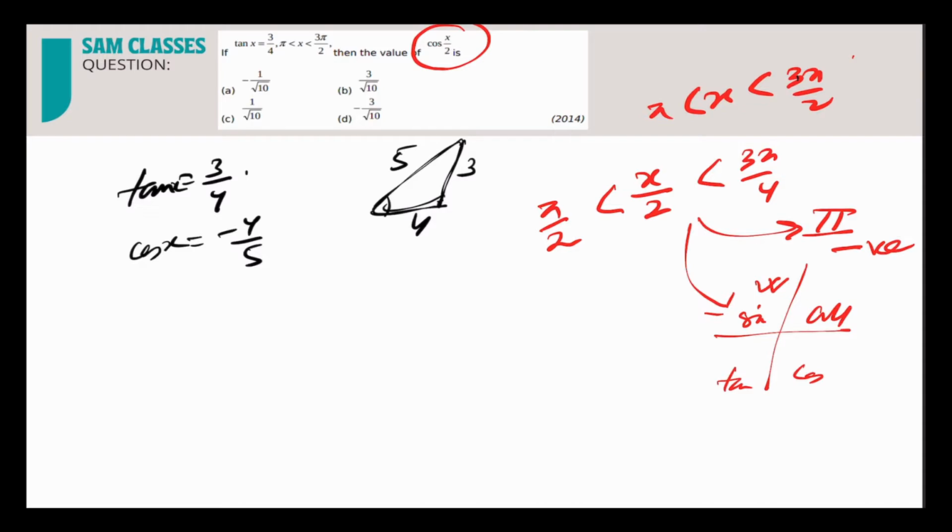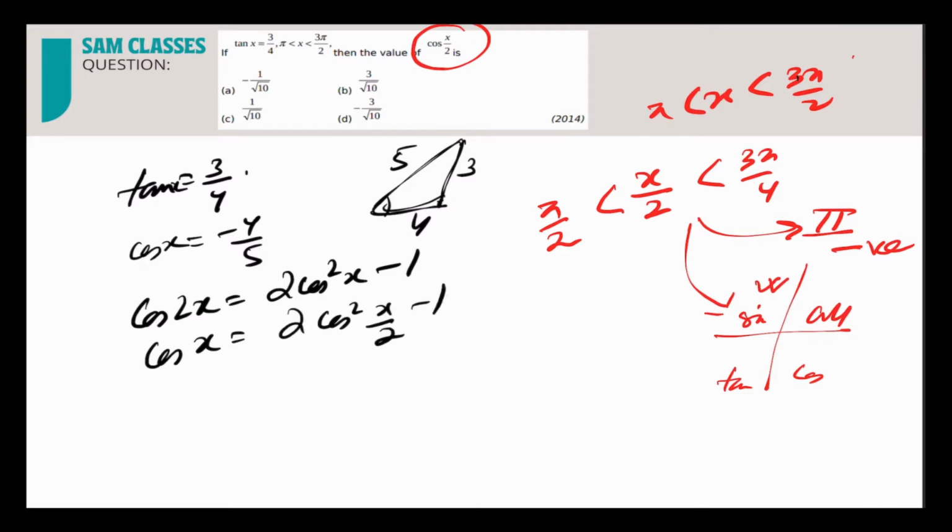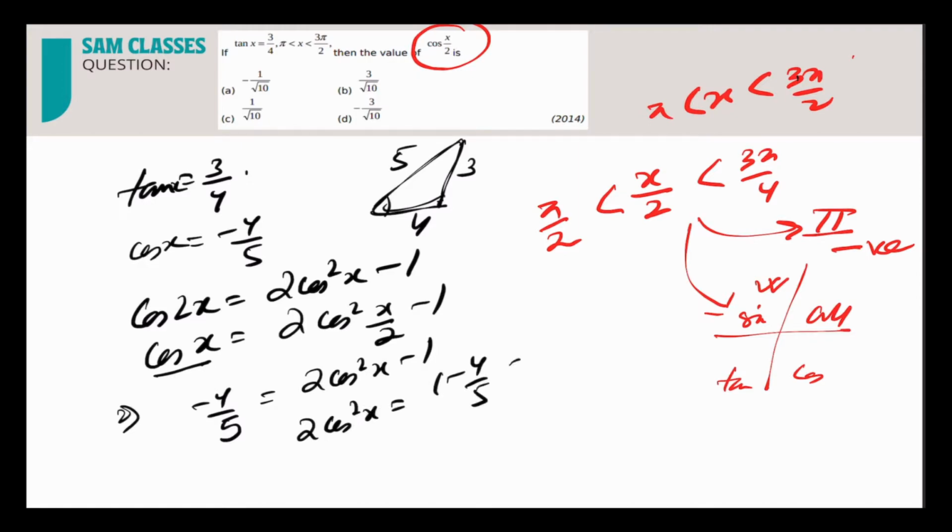Now a very important few basic formulas we have given you in the concept videos. That is important. What is the formula? Cos 2x is equal to 2 cos square x minus 1. Correct. So if I want to write for some multiple, cos x is equal to 2 cos square x by 2 minus 1. Correct. So I already know cos x is equal to how much? Minus 4 by 5. That is equal to 2 cos square x minus 1. Send it that side, solve it. You'll get the answer. So what you'll get? 2 cos square x is equal to 1 minus 4 by 5. That is basically 1 by 5. So cos square x is nothing but 1 by 10.